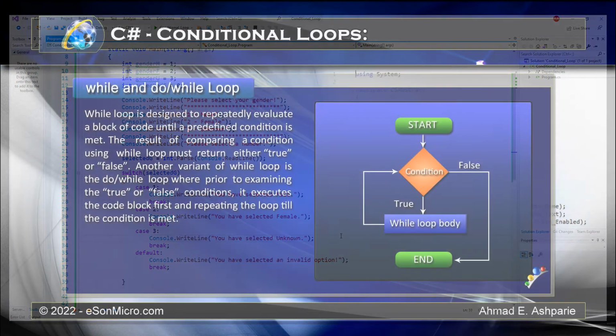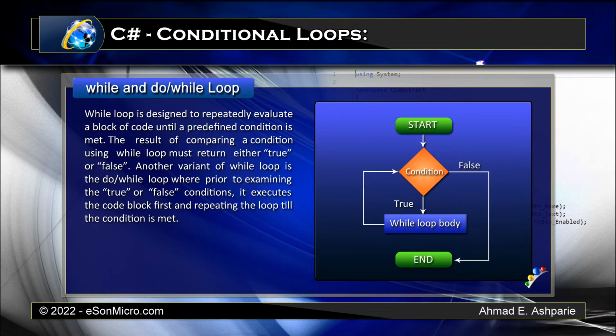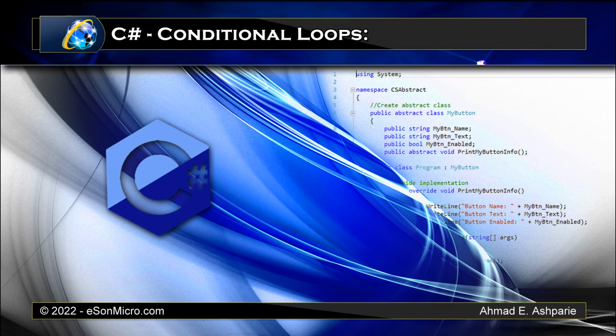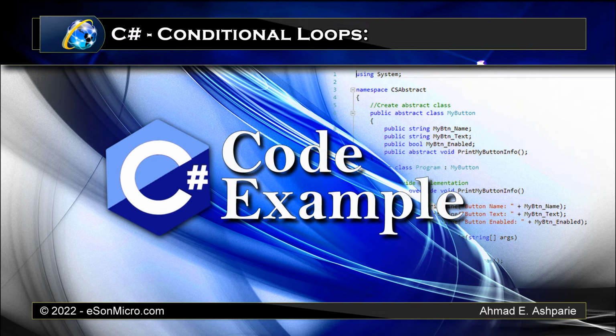While and do-while loop. A while loop is designed to repeatedly evaluate a block of code until a predefined condition is met. The result of comparing a condition using a while loop must return either true or false. Another variant of the while loop is the do-while loop, where prior to examining the true or false condition, it executes the code block first and repeats the loop till the condition is met. Now, let's switch to Visual Studio.